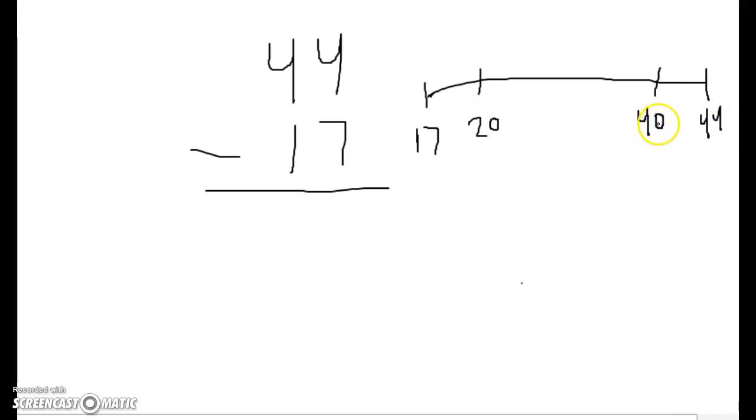And then from 44, I go down to my next closest 10 because I'm headed to 17. Love my 10s. 20 to 40 is 20. 17 to 20 is 3. And 40 to 44 is 4. 20 plus 3 plus 4 is 27.